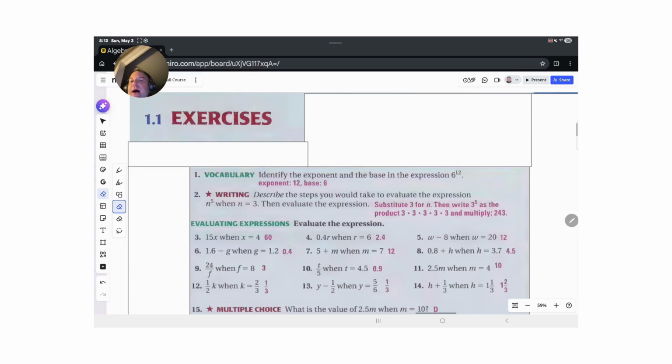We're going to jump into our exercises now. So we'll go through this fairly quickly because we have quite a few exercise problems and I want us to get to as many as possible.